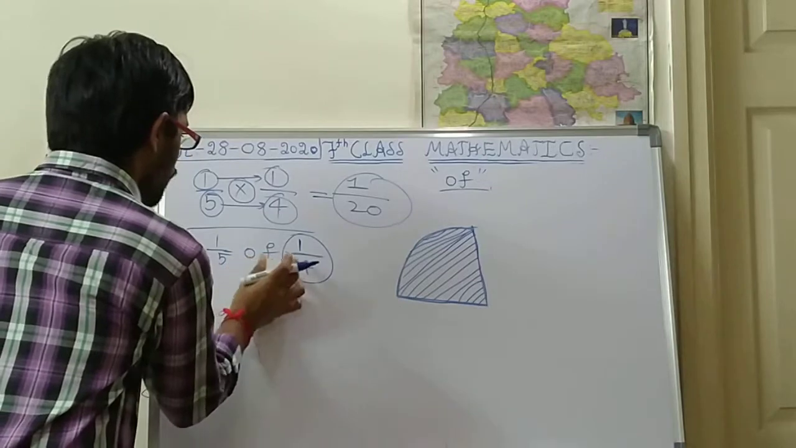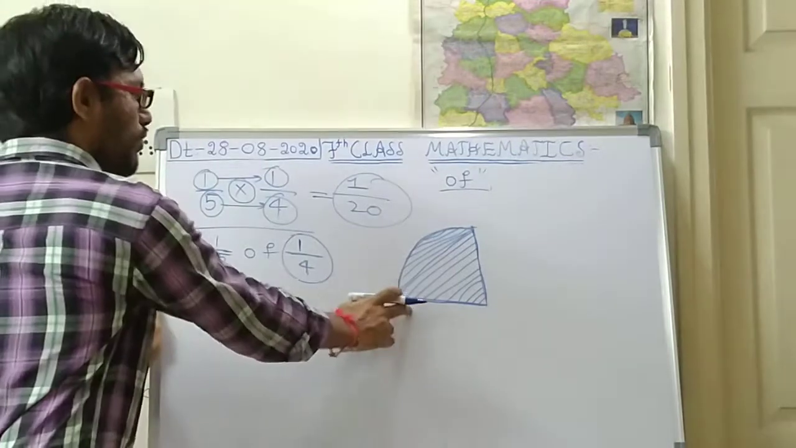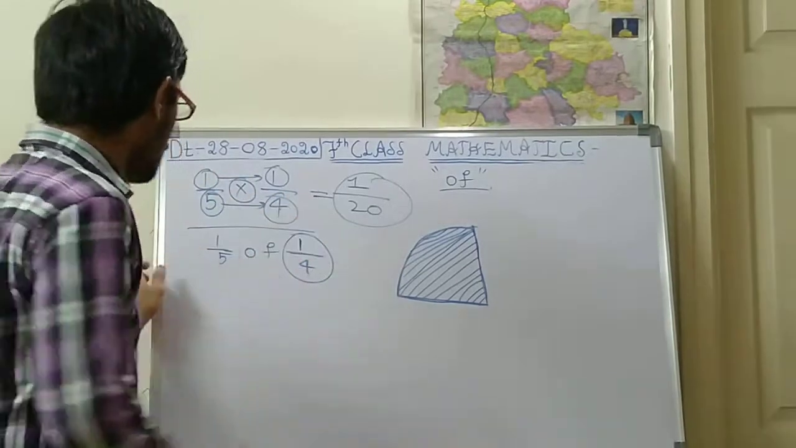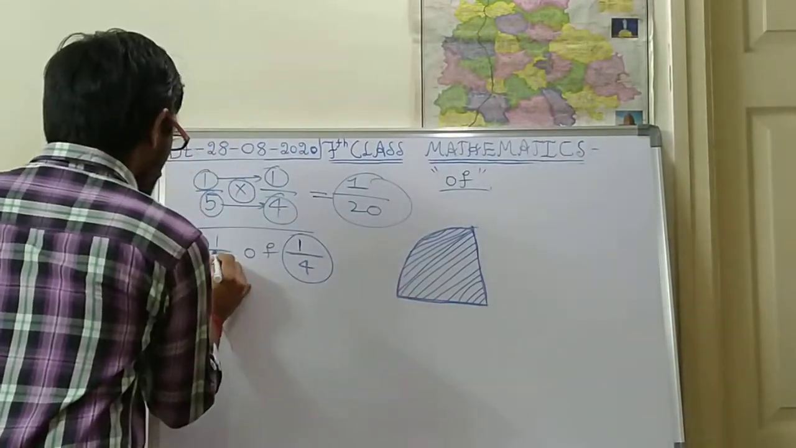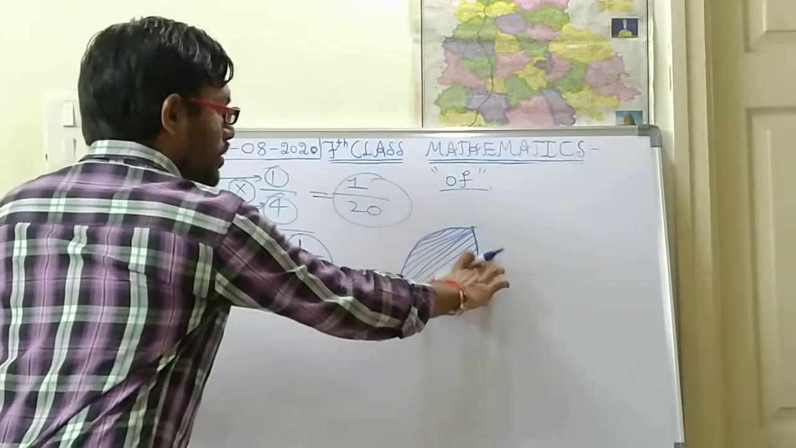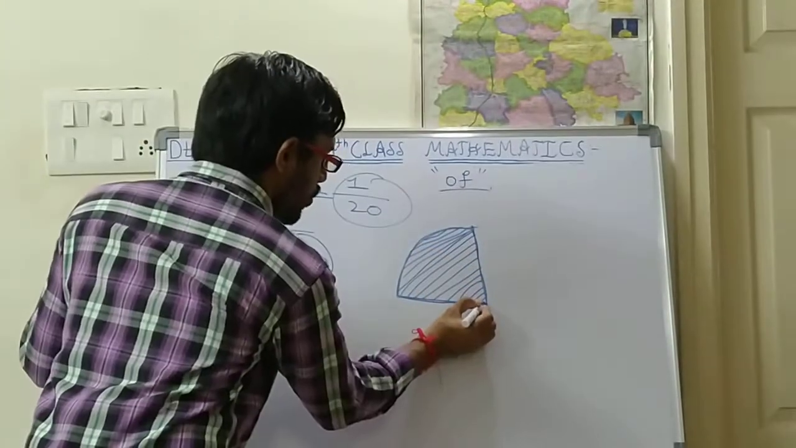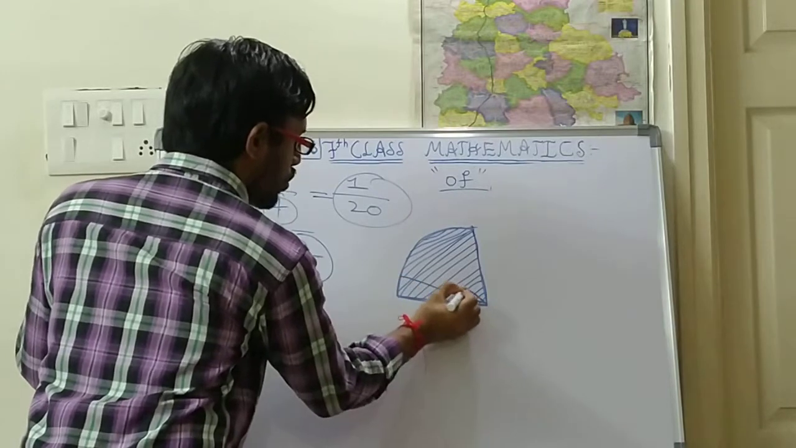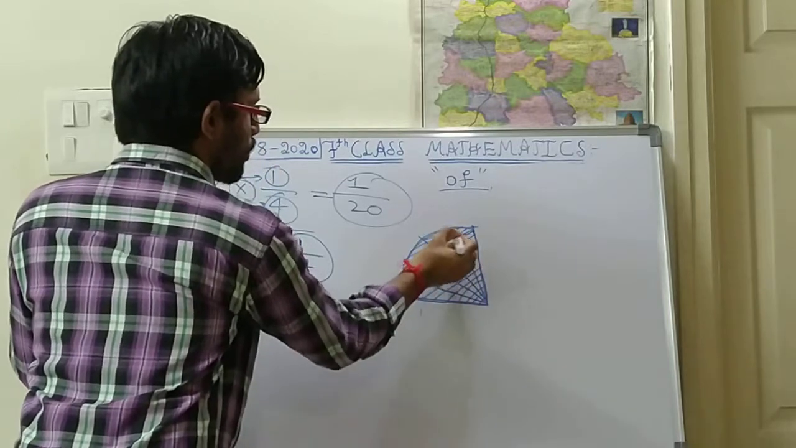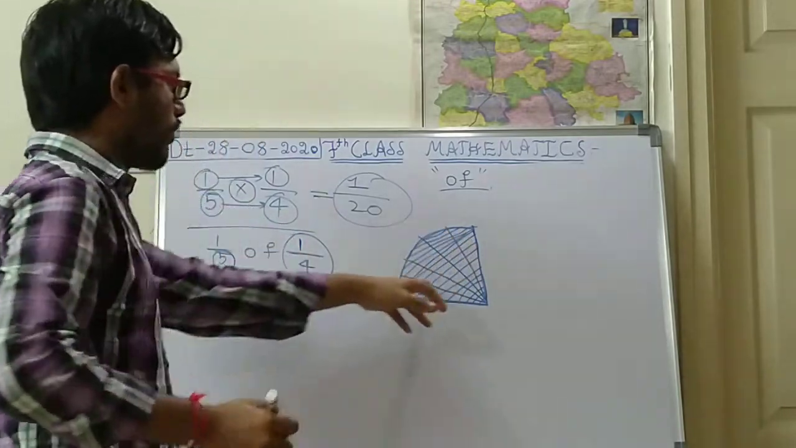So 1 by 5 of 1 by 4 means from this 1 by 4th part, you should take the 1 by 5th part. That means in this 1 by 4, how many parts should you make? 5 parts. That means this 1 by 4 you should again divide into 5 parts. 1 part, 2 parts, 3, 4, 5 parts. Is it right, children? So 5 parts are there.